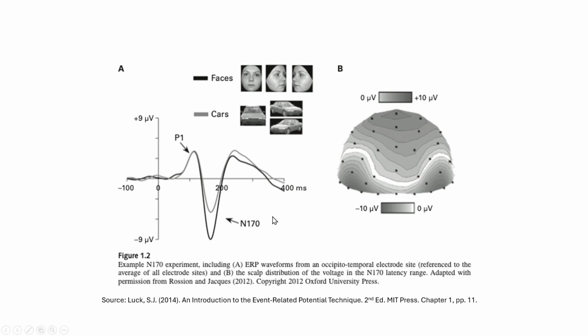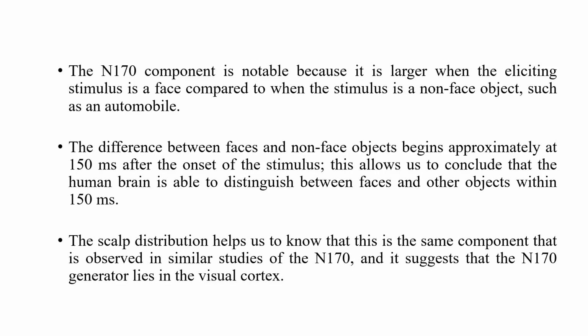You can see this one is the N170, it is a negative peak happening at around 170 milliseconds, and this is happening in response to face stimuli but not in response to any other kinds of stimuli. So this is notable because it is larger when the eliciting stimulus is a face compared to when the stimulus is a non-face object such as a car or a house or anything.